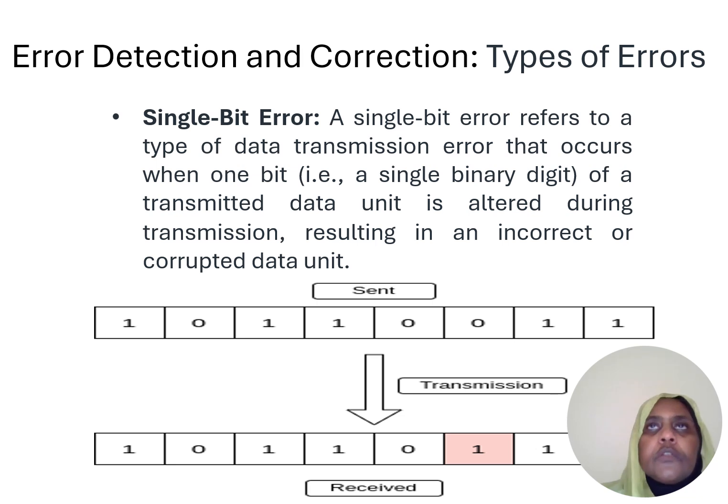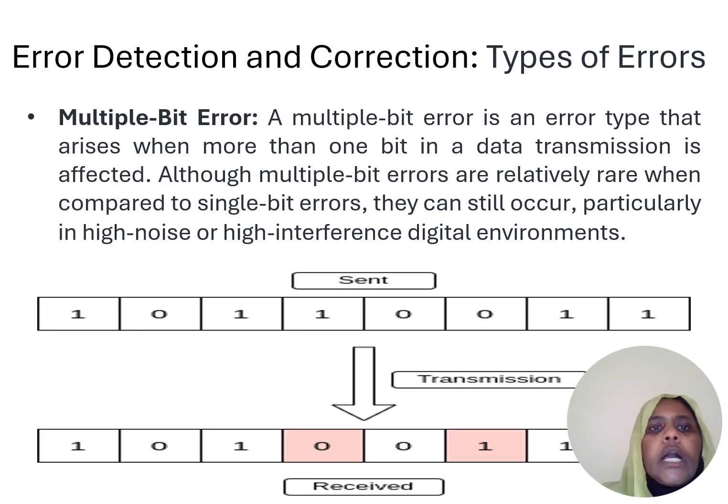There are three types of error. Single bit error, where a single bit is damaged, is flipped, and that will cause the data to reach the destination corrupted. Multiple bit errors, when multiple bits are flipped simultaneously, and that will definitely cause the data to reach the destination damaged.